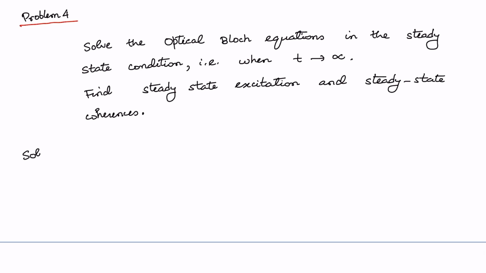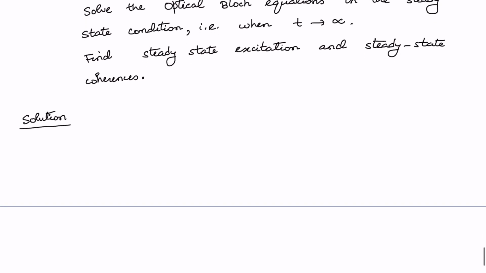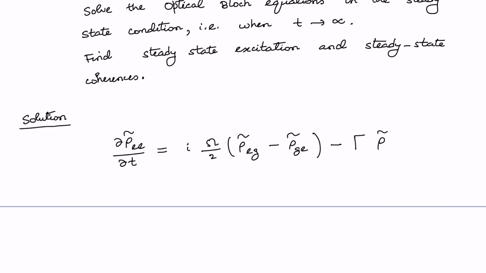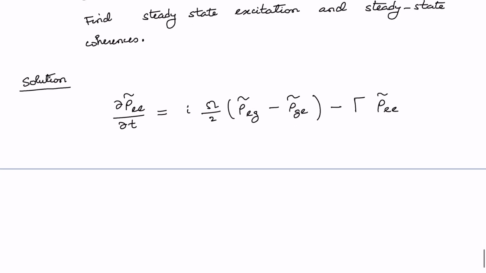To do that, first let me write down the optical Bloch equations again. We have done it in our lecture number 8, please refer to it. The optical Bloch equations are: the derivative of rho tilde EE with respect to t is equal to i capital Omega by 2 times rho tilde EZ minus rho tilde ZE, where rho tilde EZ and rho tilde ZE are the coherence terms, and then minus gamma rho tilde EE. Rho tilde EE refers to the excitation.